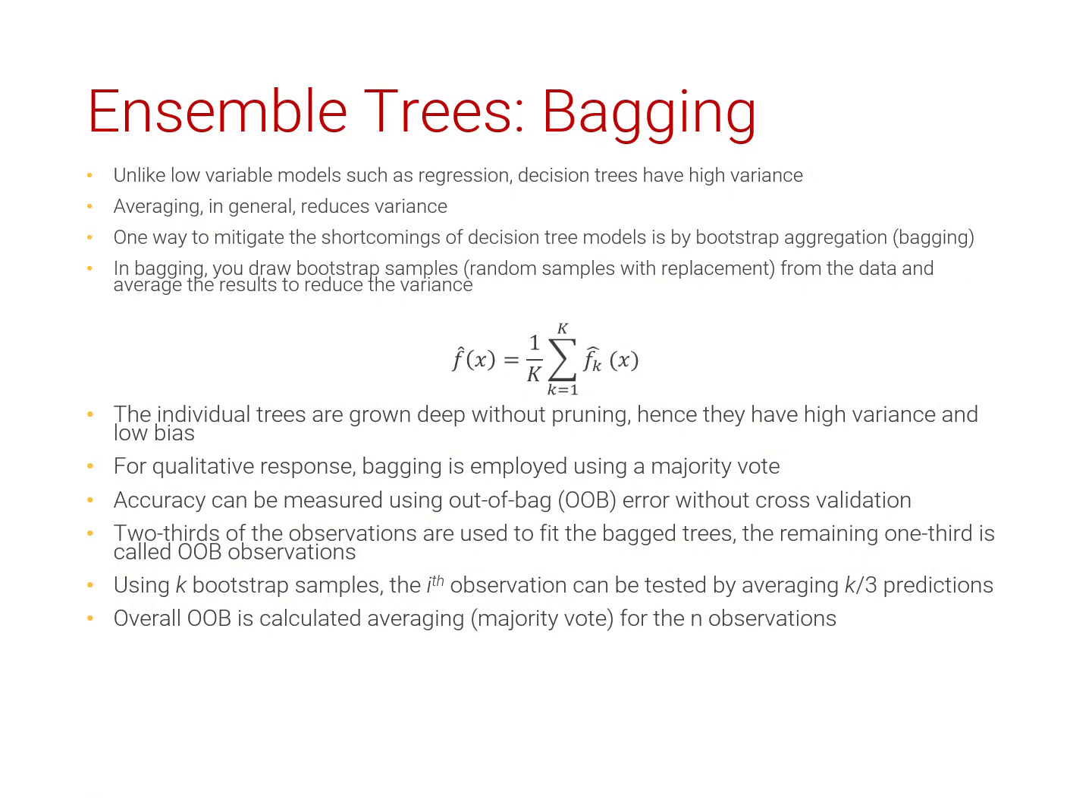In the world of machine learning, decision trees have emerged as a powerful and intuitive tool for solving a wide range of problems. However, unlike low variance models such as regression, decision trees are known to have high variance. This means that small changes in the training data can lead to significantly different tree structures and predictions. To mitigate this shortcoming and improve the stability and accuracy of decision tree models, a technique called bootstrap aggregation, or bagging, has gained prominence.